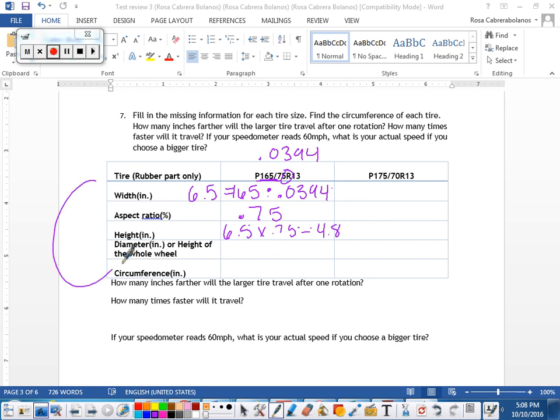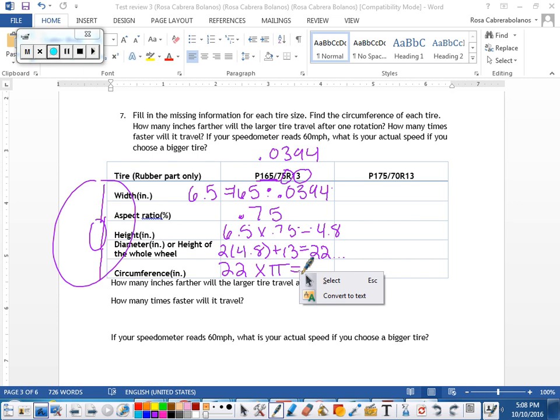And then since I have a tire and this is 4.8, and this right here is 13 because they're telling us that that's the rim size, I have to do 2 times 4.8 plus 13, and that gives me 22 point something. Whatever you get there, 22 times pi, because that's the formula for circumference, pi times diameter, and I believe you get 71 point something. You do the same idea for the other tire over here, exact same thing.